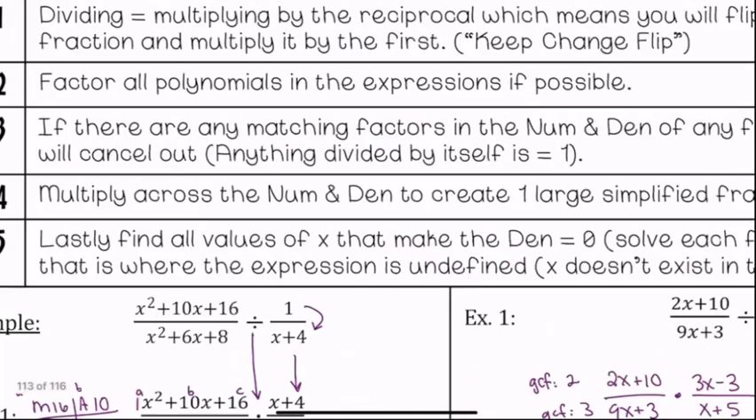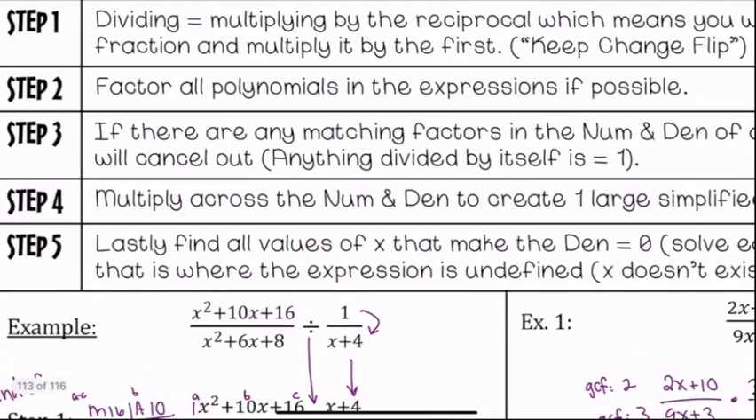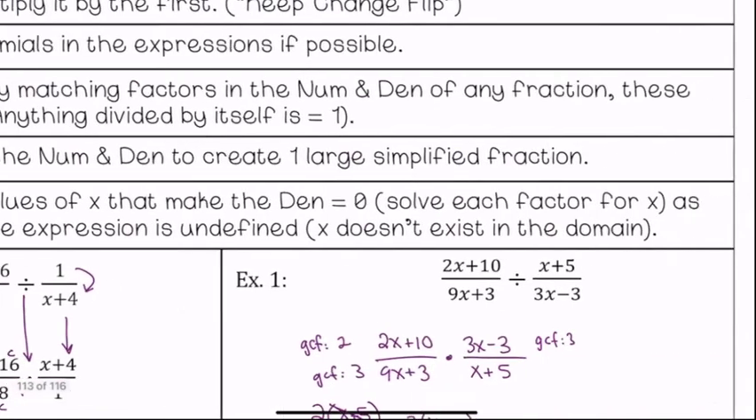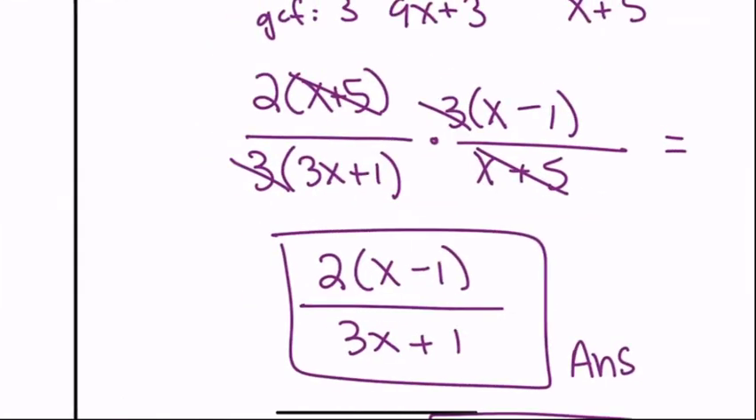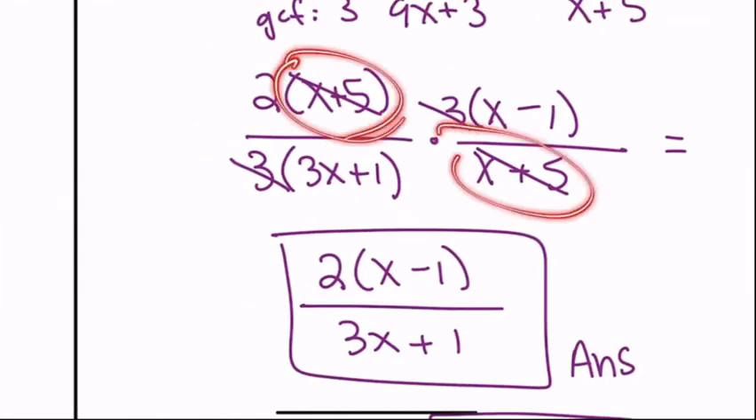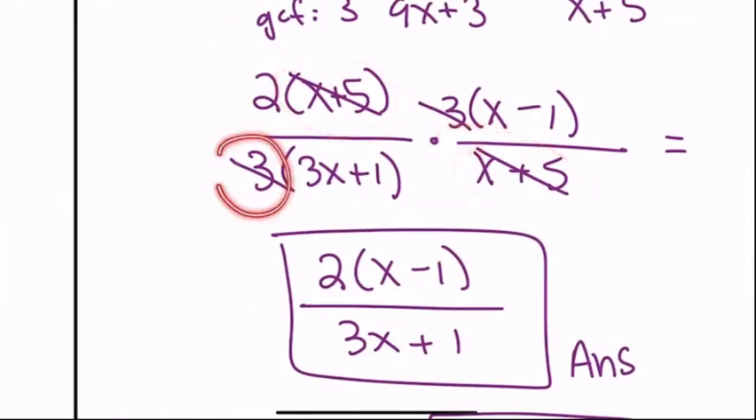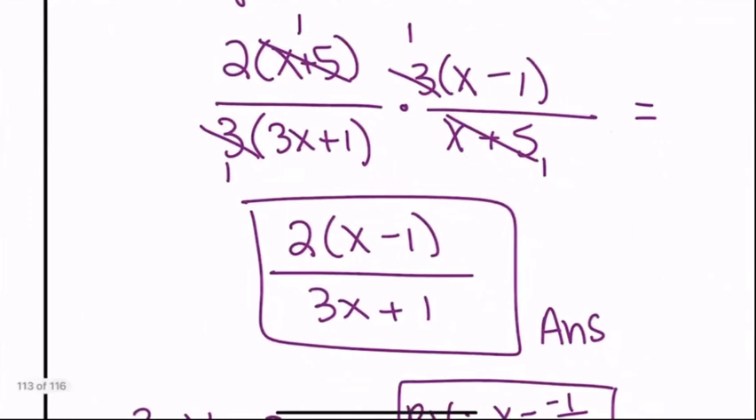And then our next step, step 3 says if there are any matching factors in the numerator and denominator of any fraction, these will cancel out. I was able to cancel out a x plus 5 on the top and the bottom, and then also a 3 on the top and the bottom. I just realized I forgot to put my little ones from dividing. There we go. And then I multiplied across the top, multiplied across the bottom. Across the top, I had 2 times 1 times 1 times x minus 1 is 2 times x minus 1. On the bottom, I had 1 times 3x plus 1 times 1 is just 3x plus 1. And that's the answer.